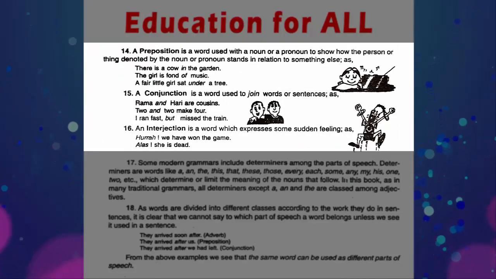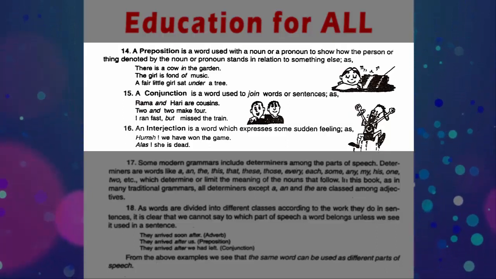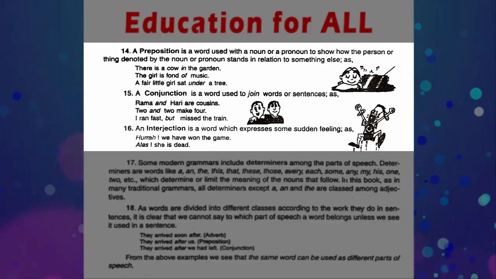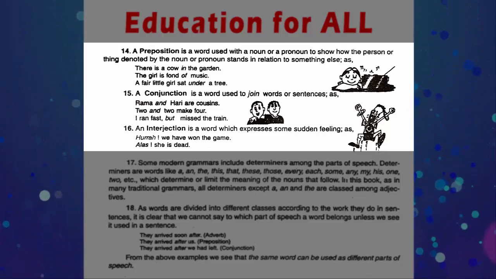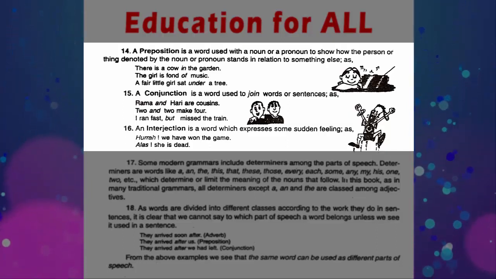A preposition is a word used with a noun or a pronoun to show how the person or thing denoted by the noun or pronoun stands in relation to something else. As, there is a cow in the garden. The girl is fond of music. A fair little girl sat under a tree.